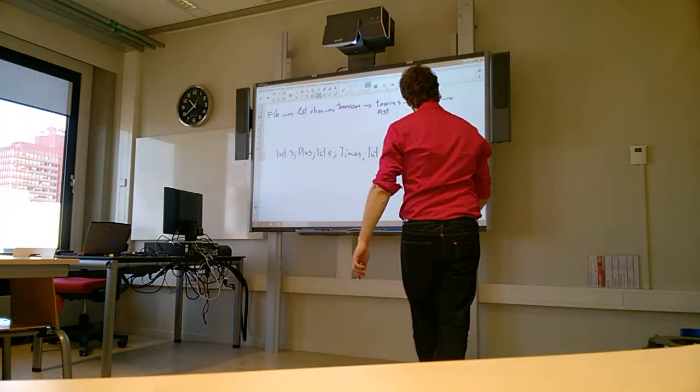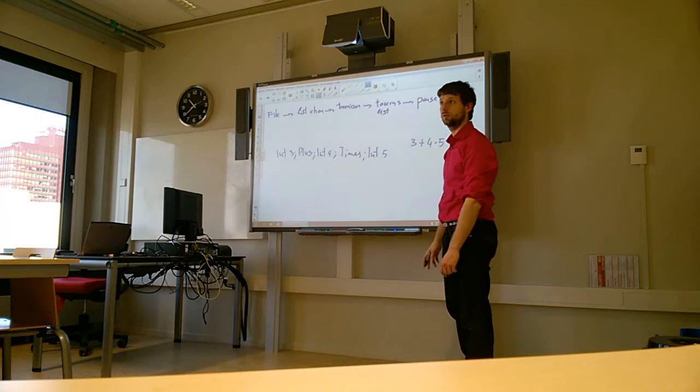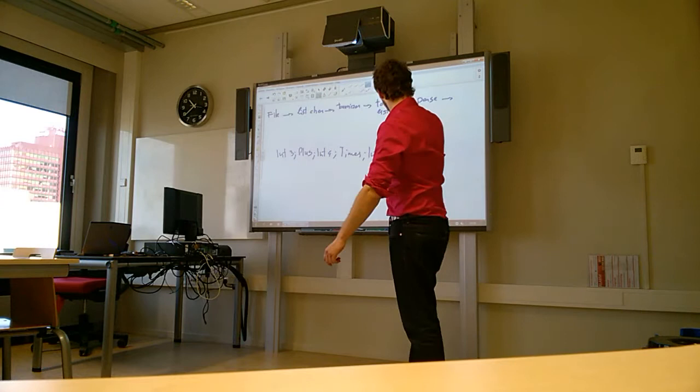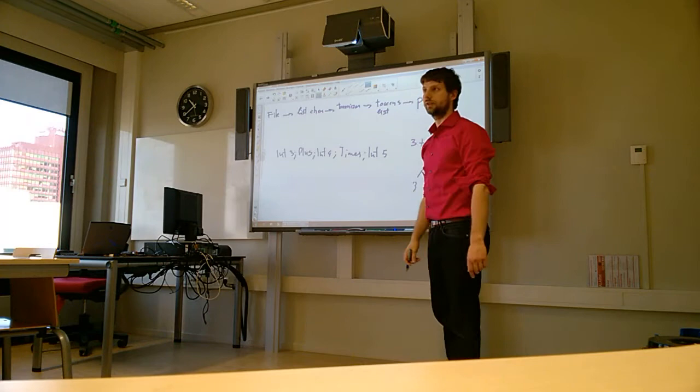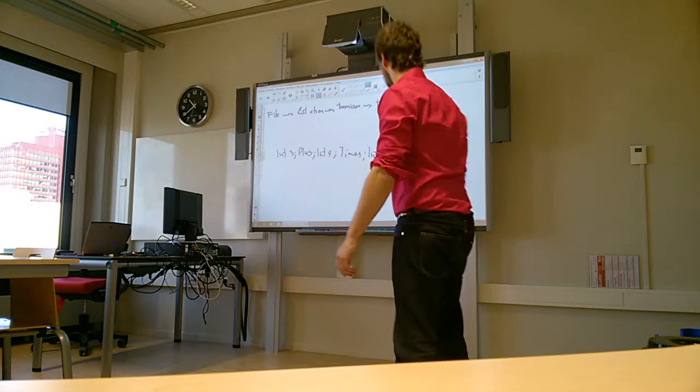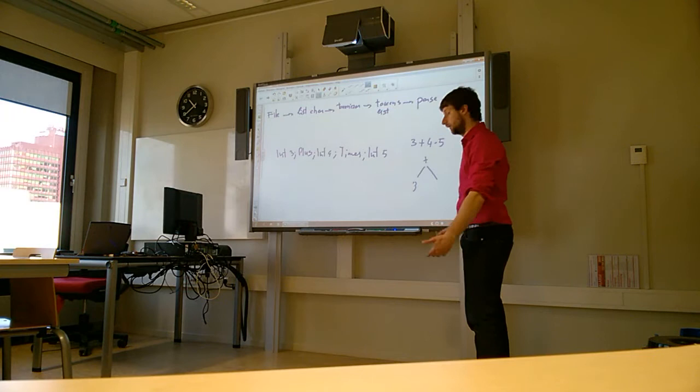But is this expression actually an addition or a multiplication? It is an addition, because this is plus of 3 and whatever the result of 4 times 5 is. So the operation is an addition, where the first element is 3 and the second element is 4 times 5.